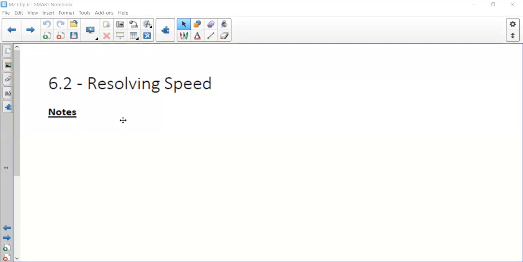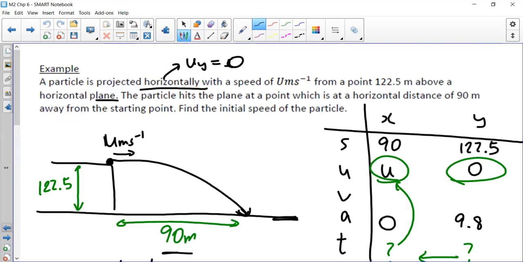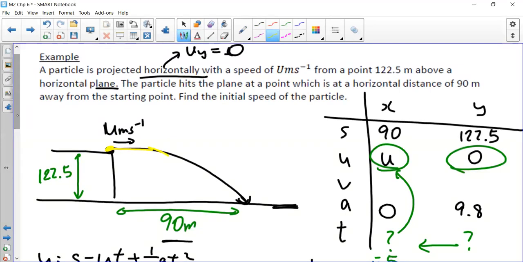In this lesson, we are going to continue from last lesson about projectiles. Previously, we were working on horizontal projectiles. In other words, we are always pushing something off the table, like the previous one. Here, we see a particle on the edge of a table being pushed horizontally. In projectiles, the method that we use is called double suvat.